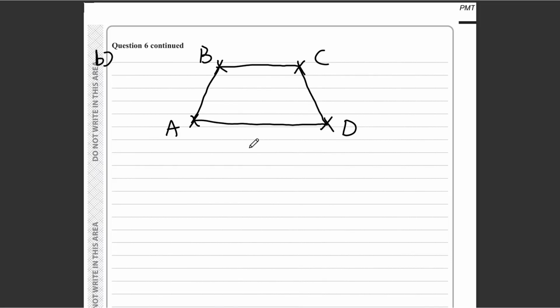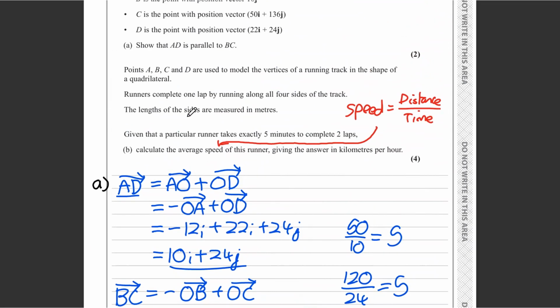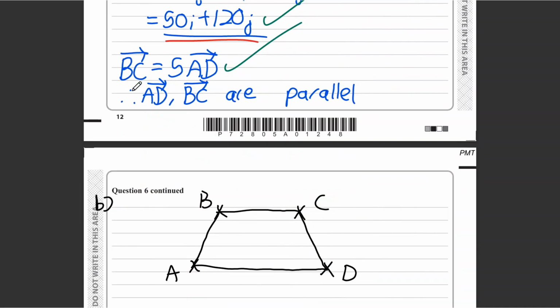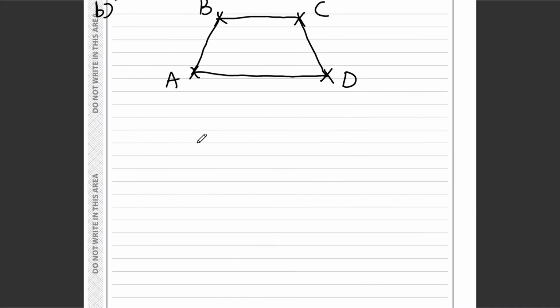Okay, so as we found in part A, we've already found AD and BC, so we don't need to find these. So let's first start with AB. Using the same formula as before, this is going to be minus OA plus OB.